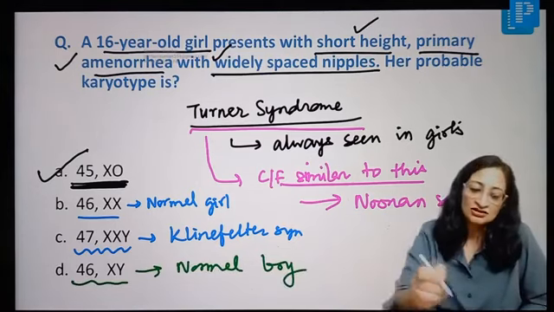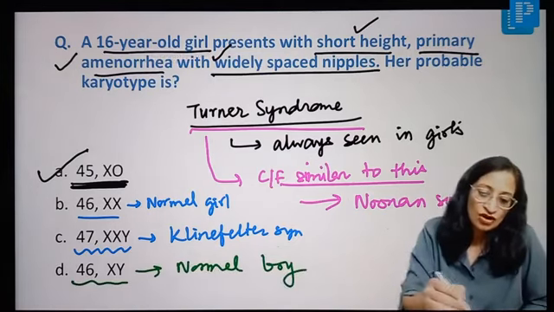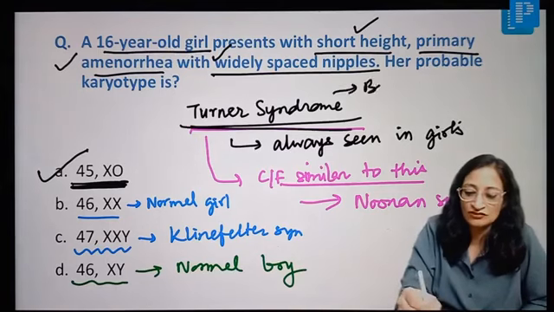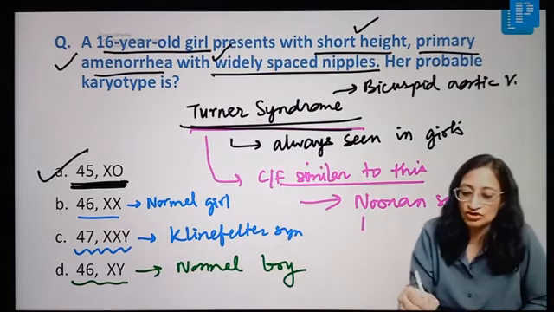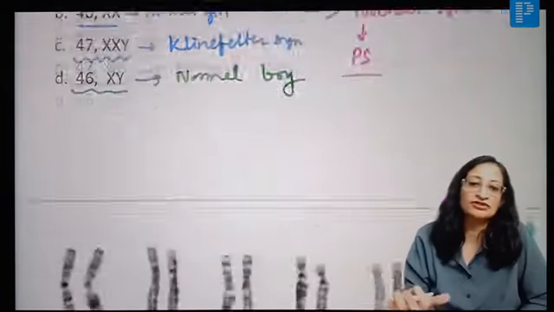The most common congenital heart disease in Turner syndrome, what is it? The most common congenital heart disease in Turner syndrome is bicuspid aortic valve. If that is not there in your options, then it is coarctation of aorta. While in Noonan syndrome, the most common congenital heart disease is pulmonary stenosis.